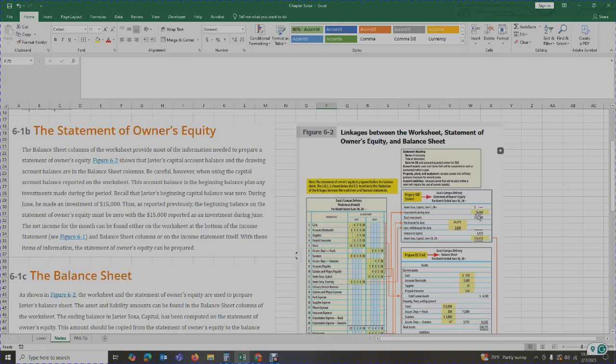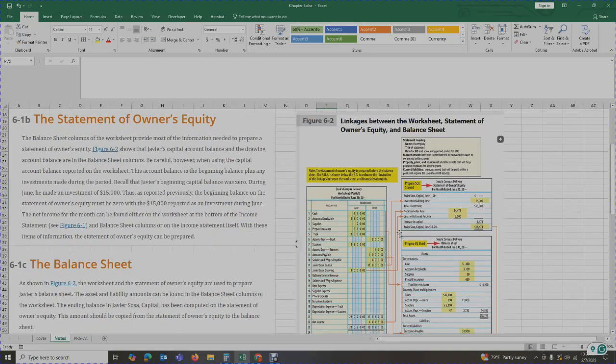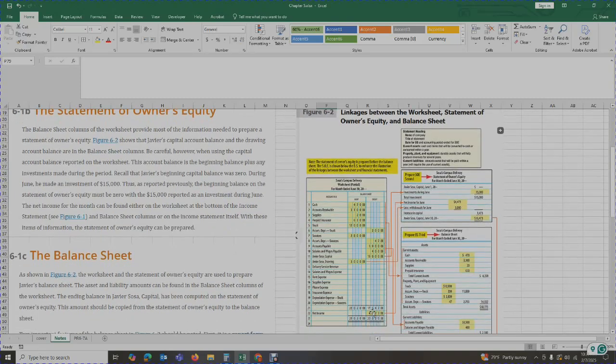Okay, so it's just a matter of where you locate the information. The net income is also provided at the end of your worksheet. That also feeds into your statement of owner's equity. The withdrawals are listed in your worksheet under the balance sheet columns. So it's just basically a transfer of information from your worksheet to the financial statements.